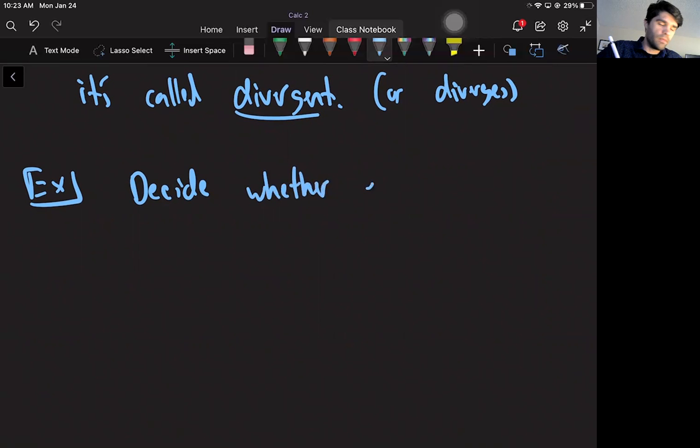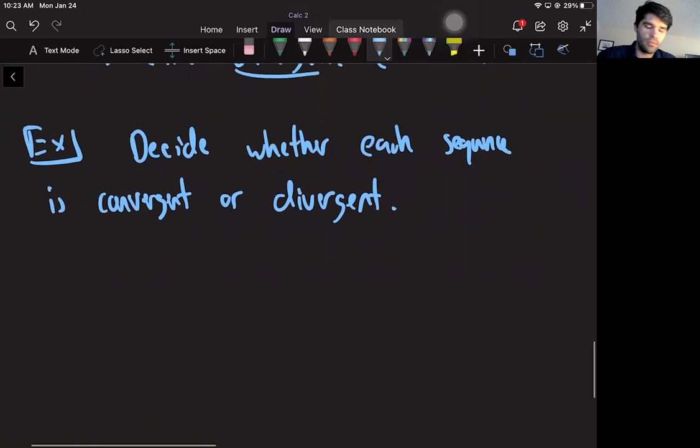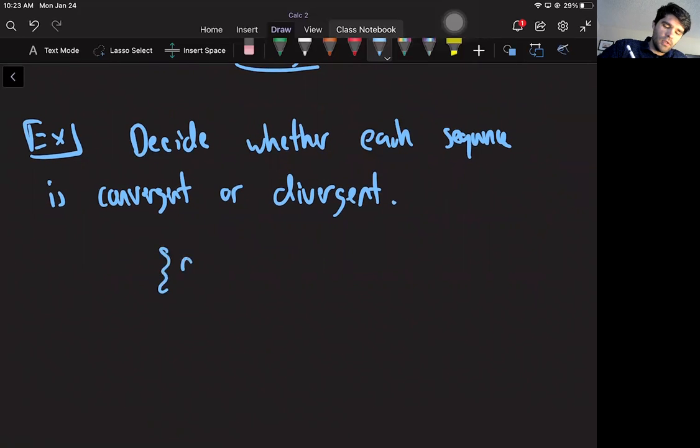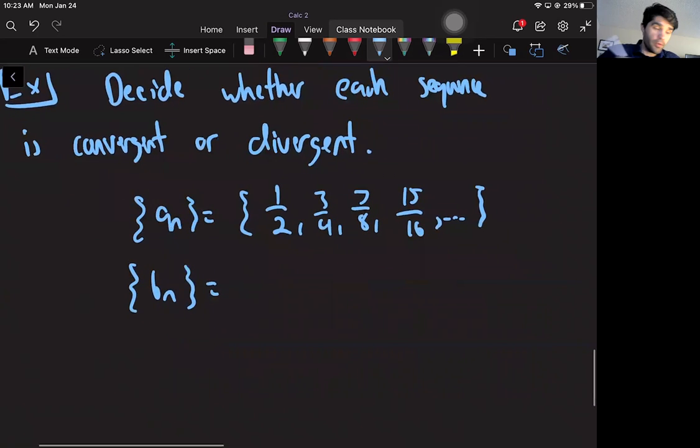So let's decide whether each sequence is convergent or divergent. This is a very typical type of question for this section. You're just given a sequence, and we don't have very many tools yet. So we're just sort of looking at it and thinking about it, really. We haven't developed tools yet. We will. But for now, you just want to sort of identify what's going on.